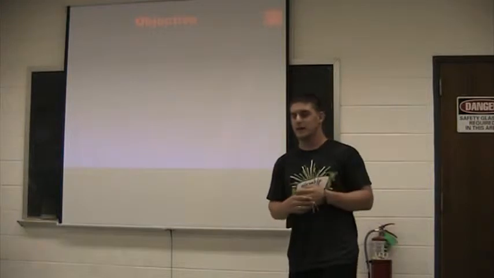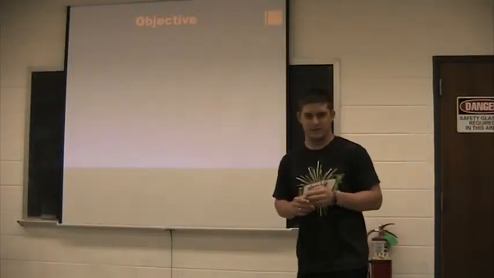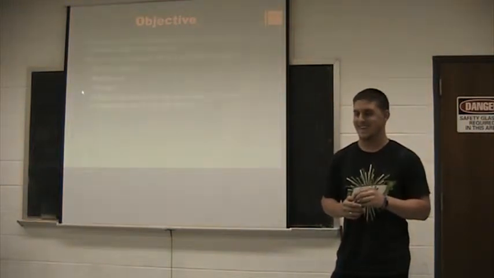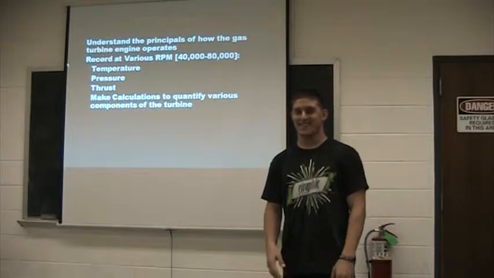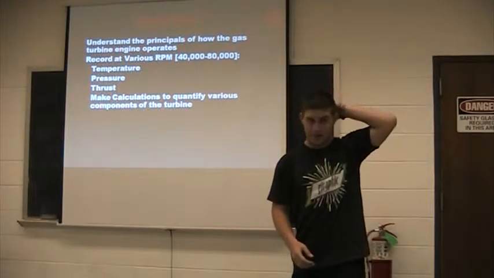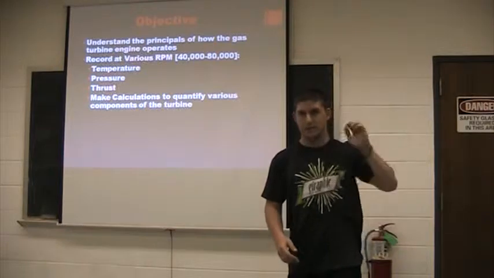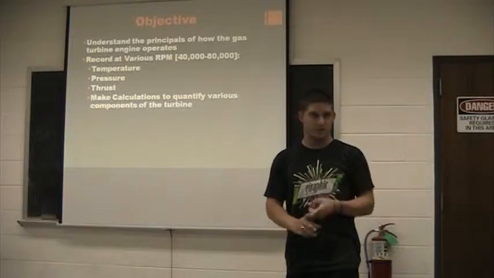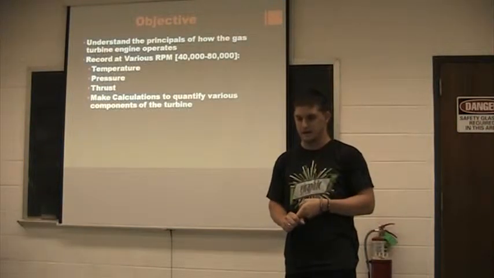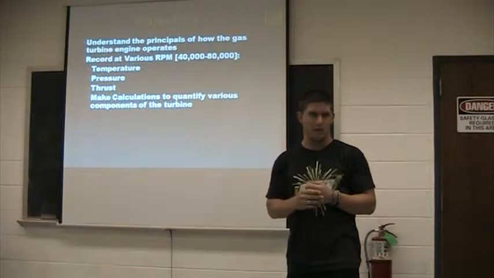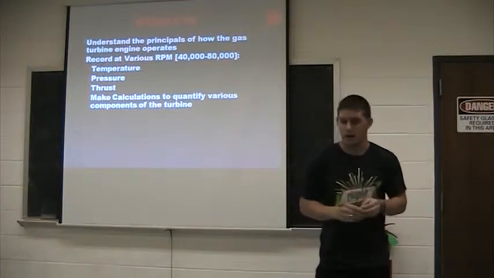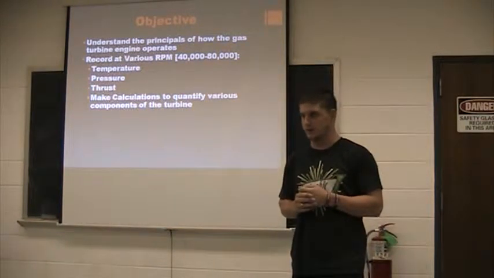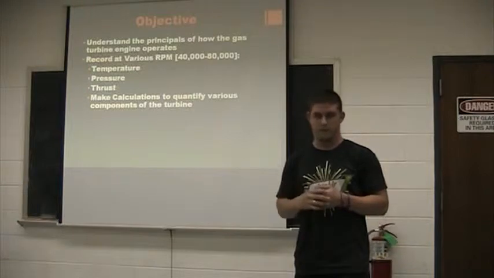All right, the objective was to understand how the actual turbine works. We've all kind of learned how certain turbines work. We're all mechanical engineers, but we were asked to record values. I analyzed some values in between the ranges of 40,000 RPM and 80,000 RPM. We're going to look at temperature, pressure, and thrust. As well, we're going to show some calculations that we use to quantify the experiment.